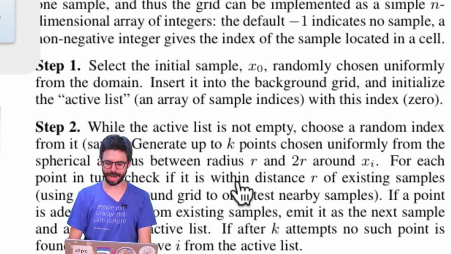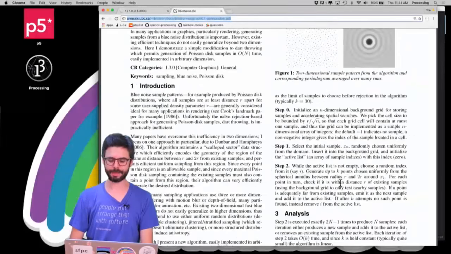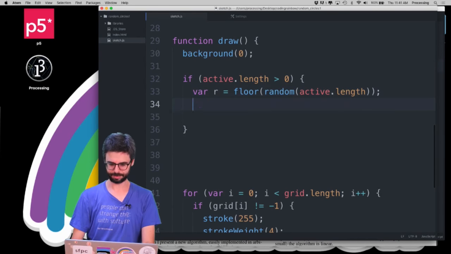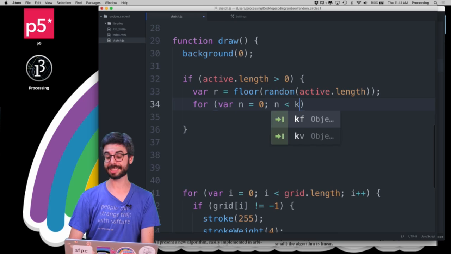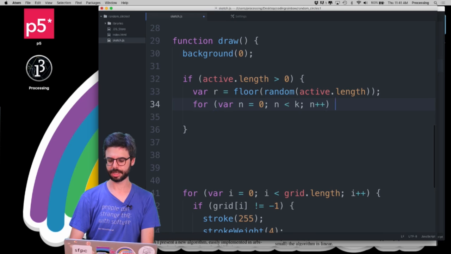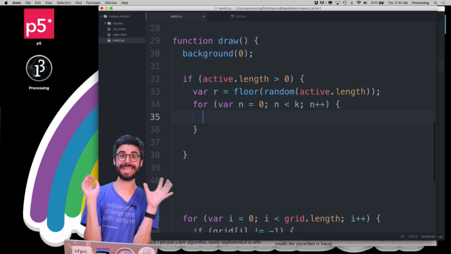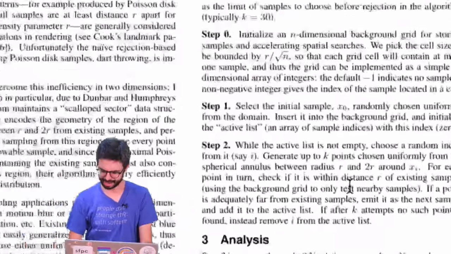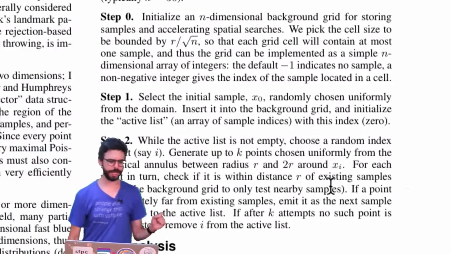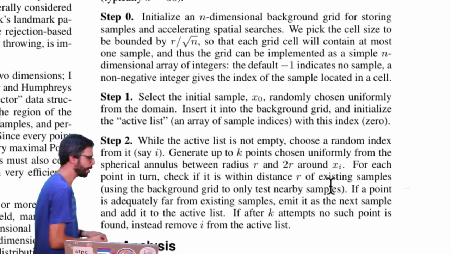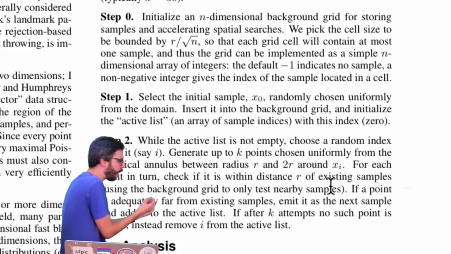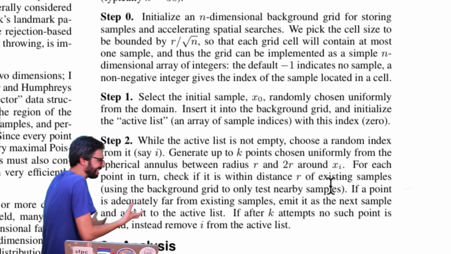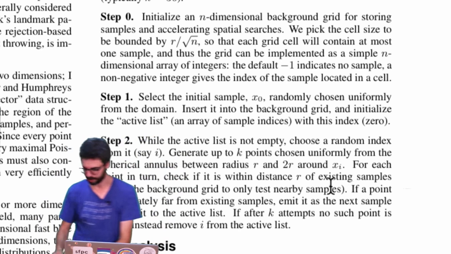Let's start with generate up to k points. I'm gonna say for var n equals zero, n is less than k, n plus plus. So I'm gonna do a loop at least k times, up to k points. And then, now this is kind of crazy. Uniformly from the spherical annulus between radius r and 2r around x index i. Let's talk about what this means.